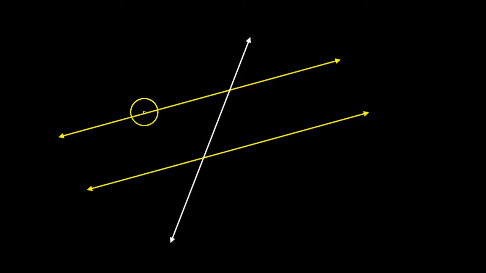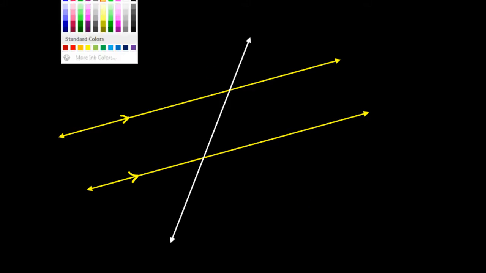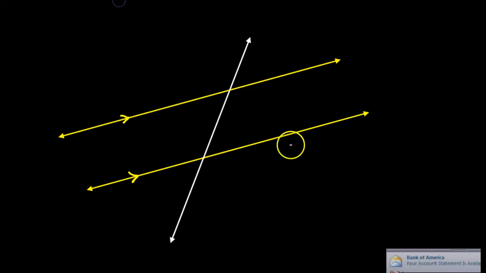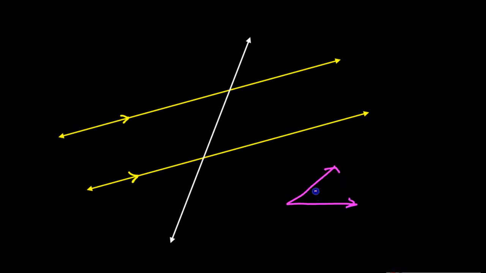So let me just put some markings on here to indicate that these lines are in fact parallel. When you have parallel lines cut by a transversal, a bunch of angles are created. Now some of them are acute and some of them are obtuse. Do you remember what that means? For example, this is an acute angle because it is less than 90 degrees.